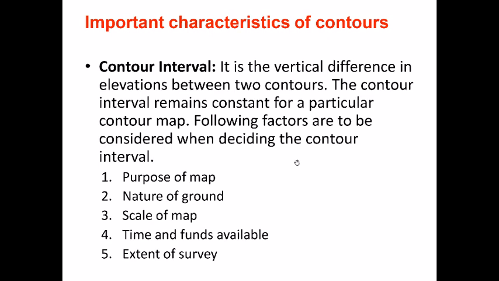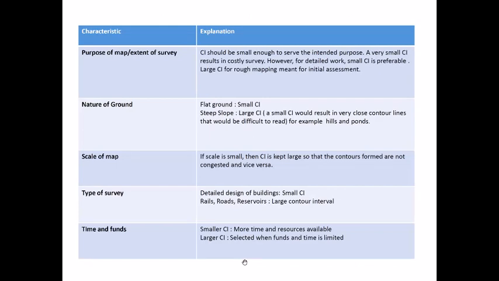And depending on the purpose of the map or the project, it might not serve the purpose if you take a wrong contour interval. So the factors on which this depends are: one, the purpose of the map; nature of the ground; scale of the map; time and funds available; and extent of survey. So let's discuss them one by one.